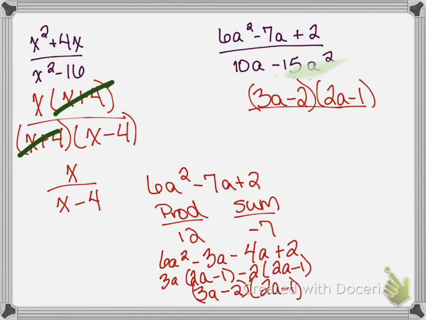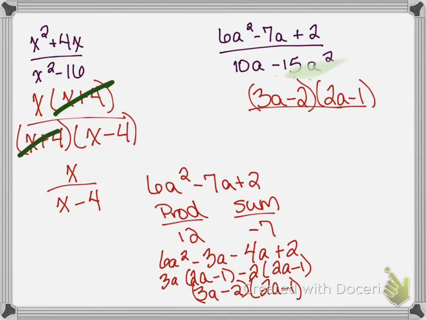So 6a squared minus 7a plus 2. I'm hoping that you guys got this. We just had a test on this. Factoring is so important for this chapter. 6 times 2 is 12, so my product is 12. Negative 7 is my sum. The two numbers that I break that down to are negative 3a and negative 4a.